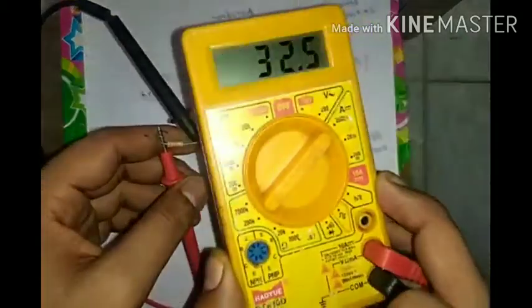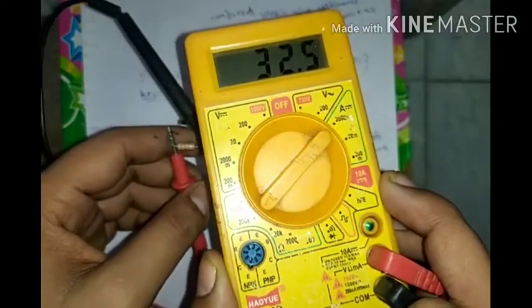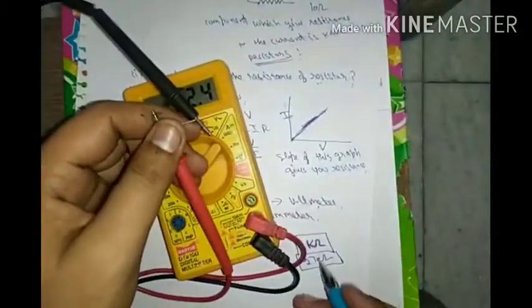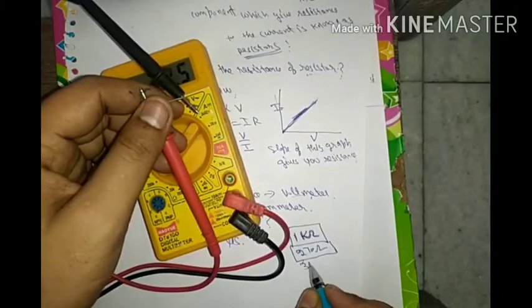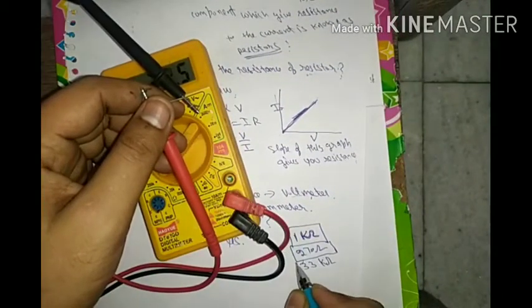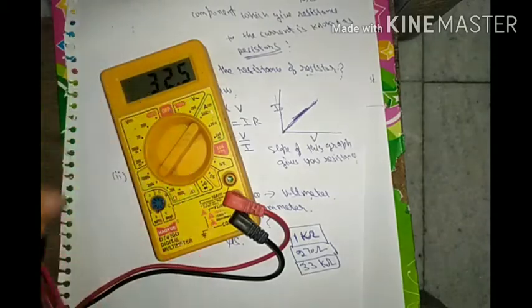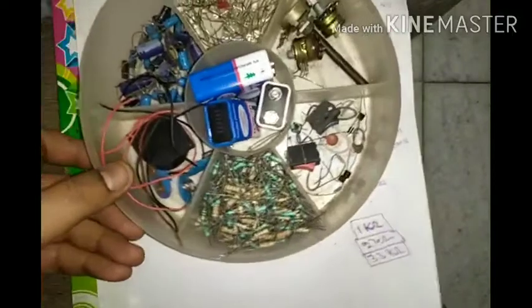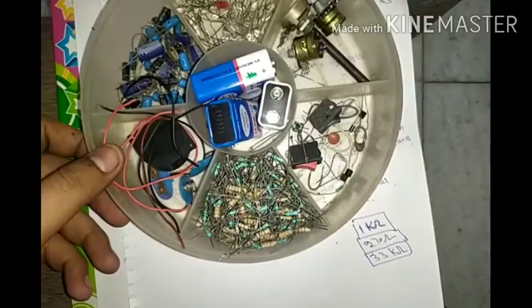And what is the range? It is in kilo ohms. What is the range? It is in kilo ohms. So the answer comes out to be 33 kilo ohm. 33 kilo ohm. So by this method you can measure the resistance of any resistor.